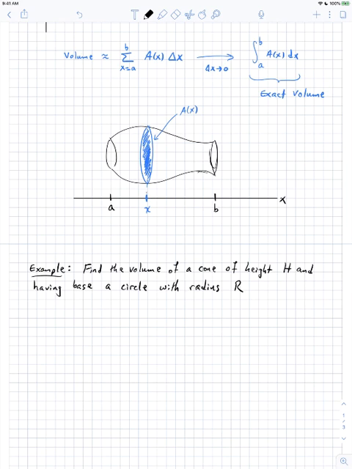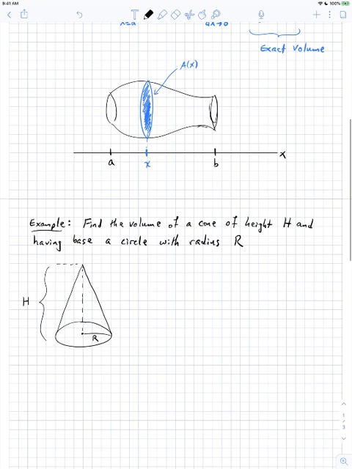So we have a circle as our base, and the circle has radius r. And the height of this cone is h. So it looks something like this. So the height here is h. Now you may know a formula for the volume of a cone having height h and base with radius r. But where does this formula come from?